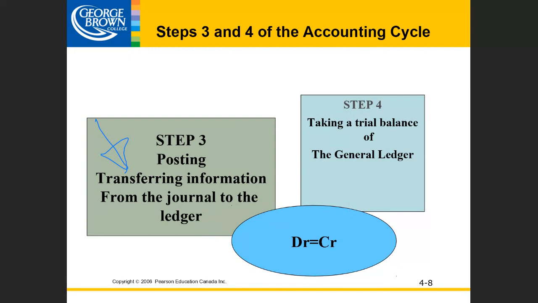Then we take that trial balance to make sure all of our debits equal our credits. And it's really important that we do that, so that we make sure that most of all the information we're including in our financial statements is accurate, in that we're following some of the basic accounting equations. For example, profit equals sales minus costs, and assets always equal liabilities plus equity.